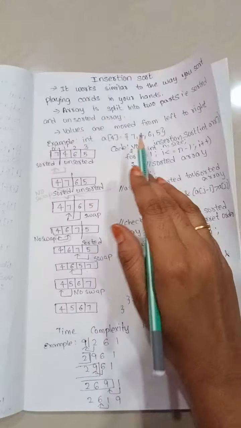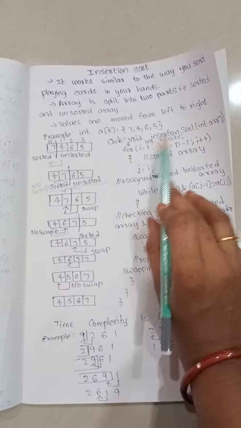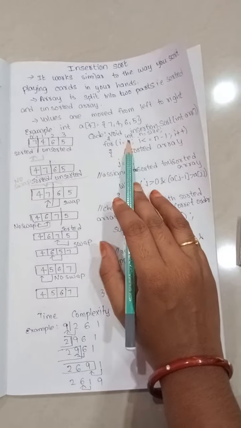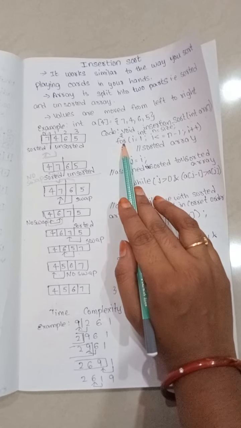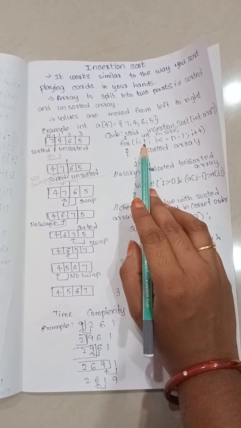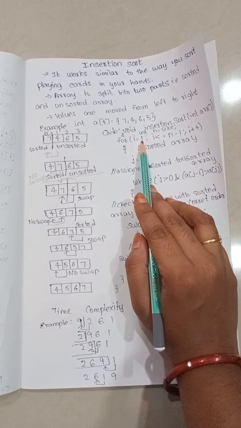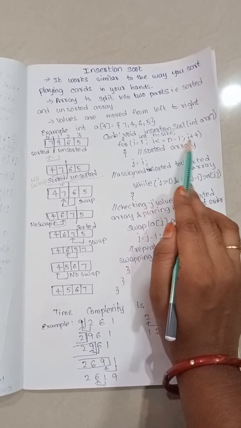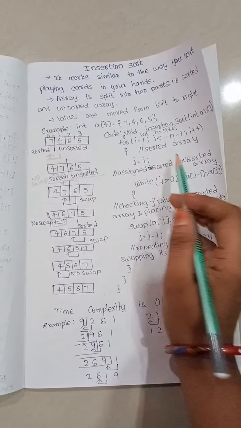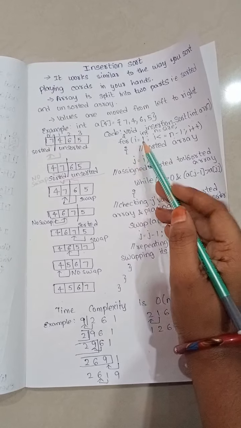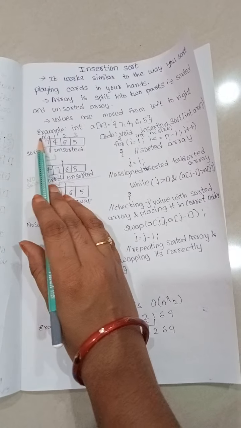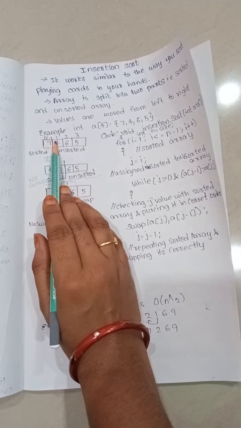Let us look into the code. Here I am declaring a function for the insertion sort with an array size. I am creating a loop with i equal to 1. This is for the sorted array, and I am repeating this loop up to n minus 1 times, and I am assigning the unsorted value as the array at index i, which here becomes 1, that is the unsorted array.